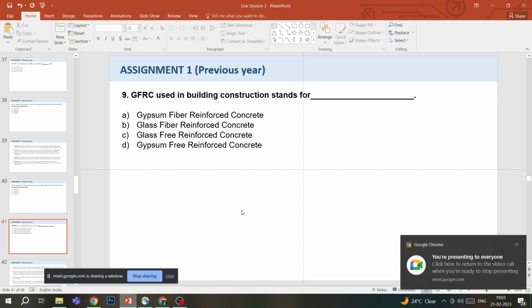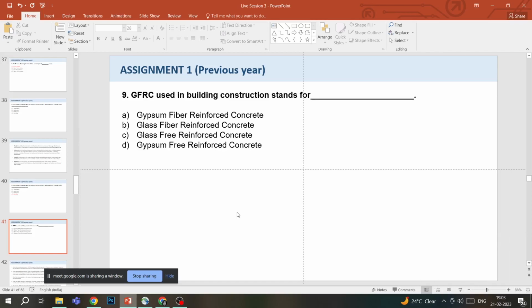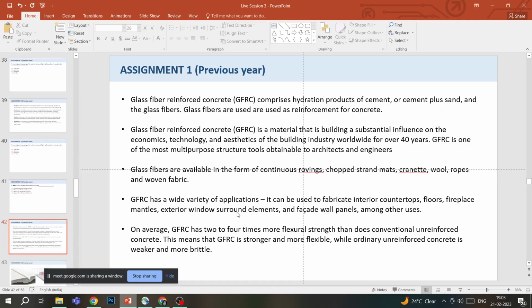Question number 9: GFRC used in building construction, what does it stand for? The options are gypsum fiber reinforced concrete, glass fiber reinforced concrete, glass free reinforced concrete, or gypsum free reinforced concrete. The answer is glass fiber reinforced concrete, because all the other terms don't exist. I'm not explaining all those points, but I will give some facts about glass fiber reinforced concrete, what it is, so that you can remember a few important or interesting facts about GFRC.